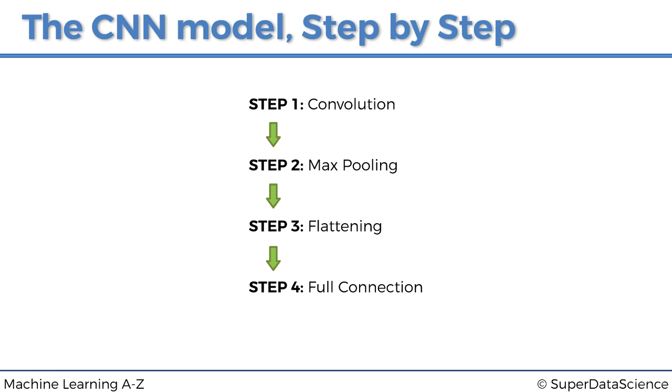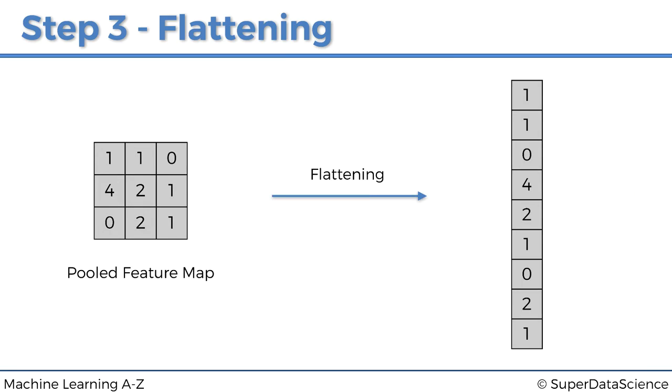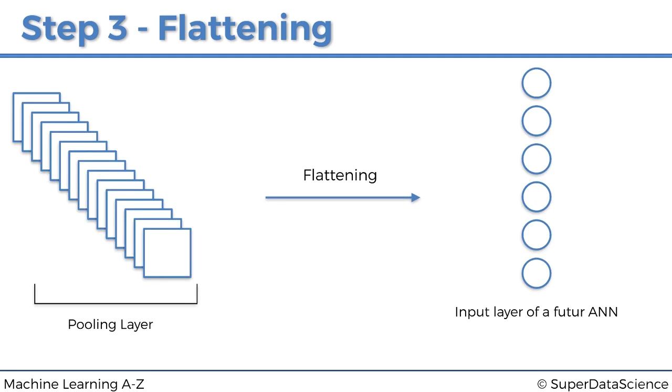Alright, we completed 2 steps out of 4 and today is about the third step, flattening. This step is crucial to understand because it consists of taking all our pooled feature maps and putting them into one single vector. This is going to be a huge vector, of course, because even if we reduced the size of the feature maps and divided them by 2, we still have many pooled feature maps.